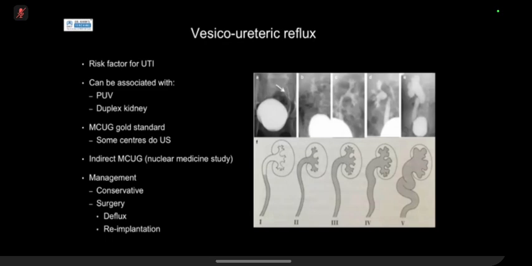So depending on the grade, there's 5 grades for VUR. I tend to remember them in quite a simple way. So grade 1 is where it's just into the ureter, as you can see here. Grade 2 is where it extends all the way into the renal pelvis, but there's no dilatation. And then I remember grade 3, 4, and 5 as mild, moderate, and severe.